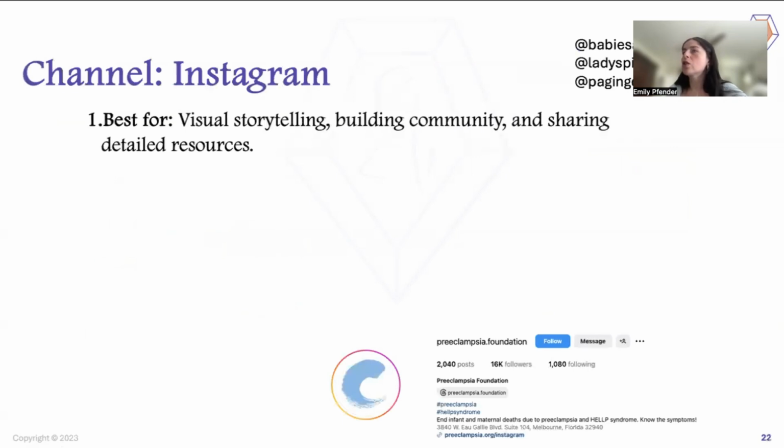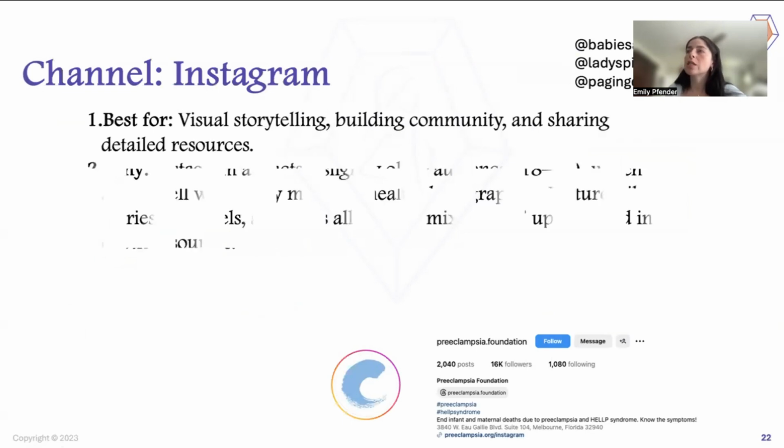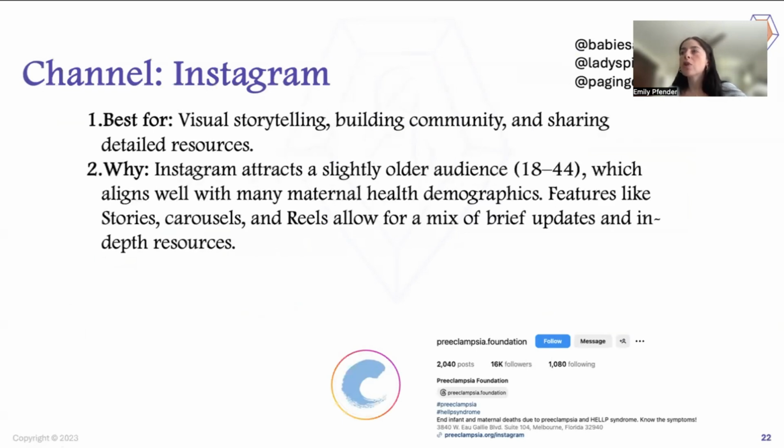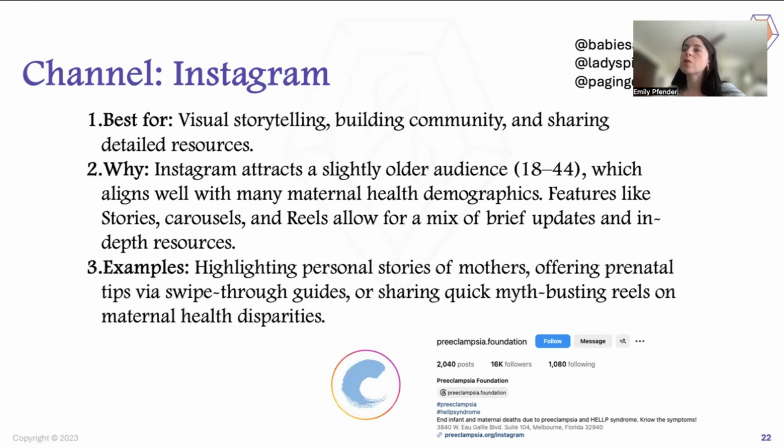So let's talk about Instagram. Instagram is best for visual storytelling, building community, and sharing detailed resources. Instagram attracts a slightly older audience, so more of the 18 to 44 range, which aligns well with many maternal health demographics. Features like stories, which are only posted for 24 hours, carousels, which are swipe through posts, and reels, which are videos, allow for a mix of brief updates and in-depth resources.